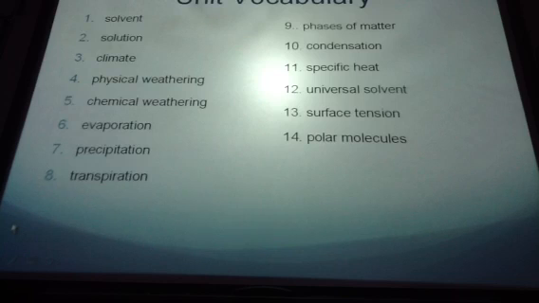Some of the key unit vocabulary are 1. Solvent, 2. Solution, 3. Climate, 4. Physical weathering, 5. Chemical weathering, 6. Evaporation, 7. Precipitation, 8. Transpiration, 9. Phases of matter, 10. Condensation, 11. Specific heat, 12. Universal solvent, 13. Surface tension, 14. Polar molecules.